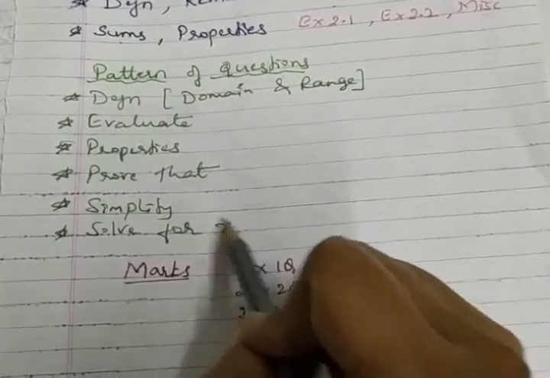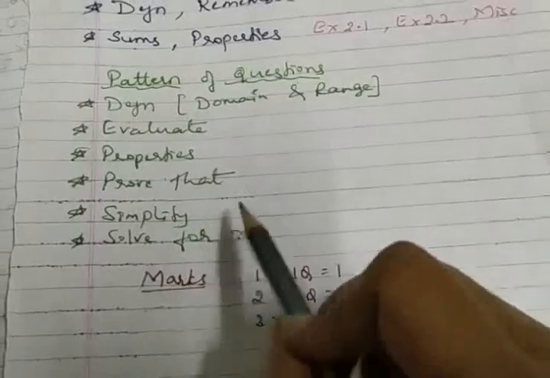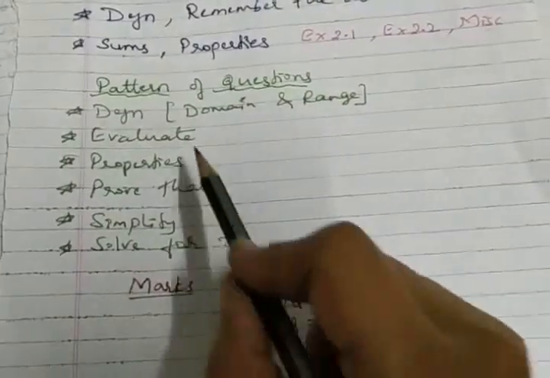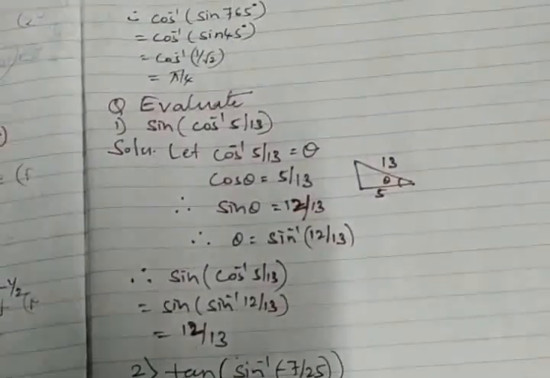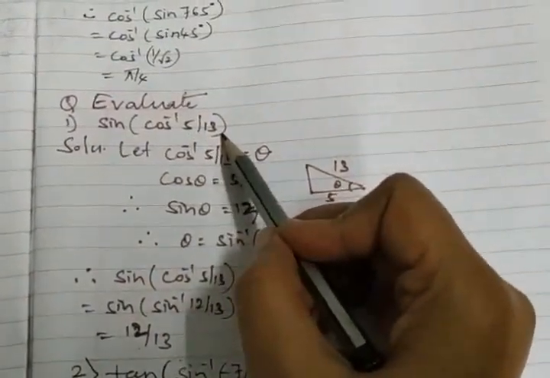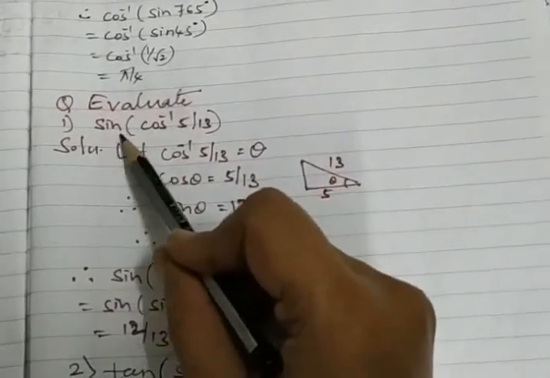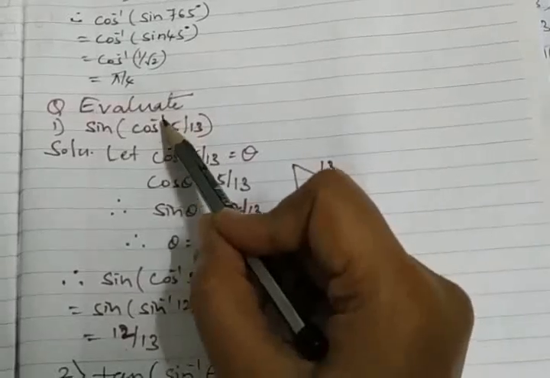Solve for x. So we will be solving an equation, which is an inverse trigonometric equation. So remember these patterns of questions, and we are right now dealing with evaluate, in which I have taken one more pattern. Evaluate sine of cos inverse 5 by 13. Here trigonometry is dominating. Whenever I find this cos inverse 5 by 13, I take it to be an angle theta.